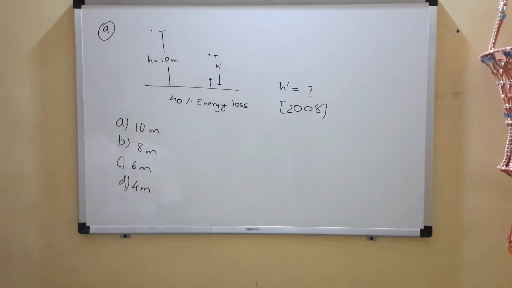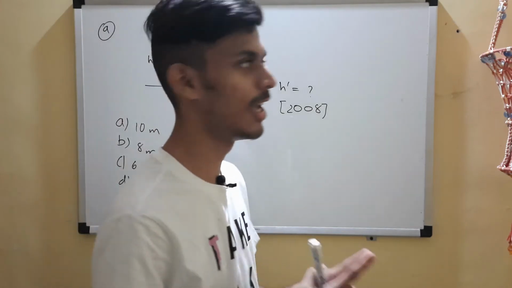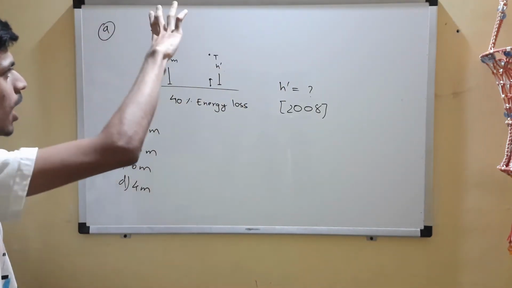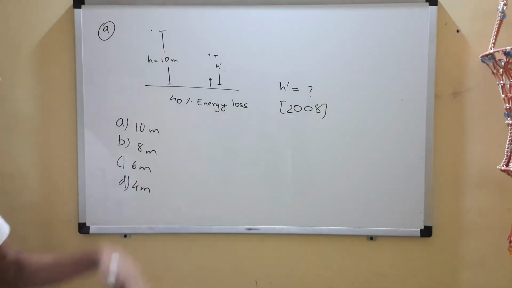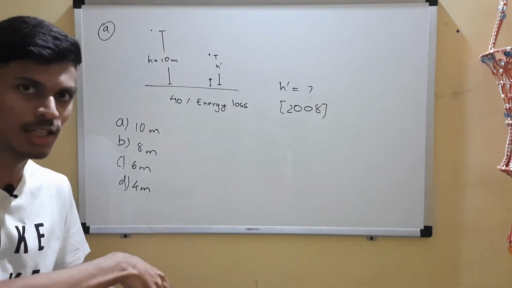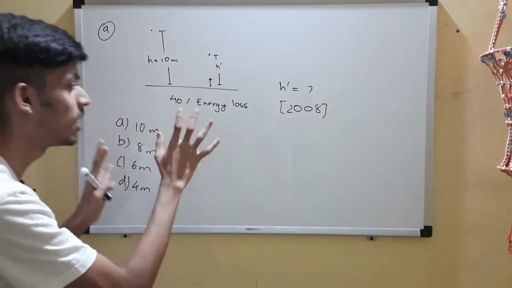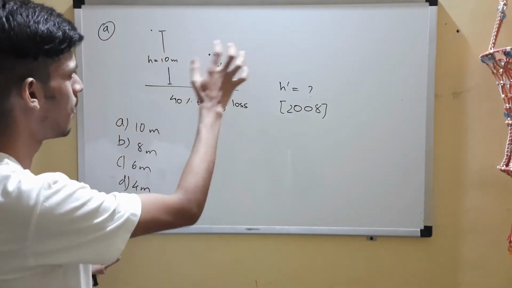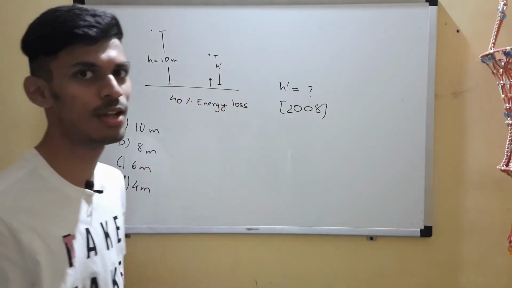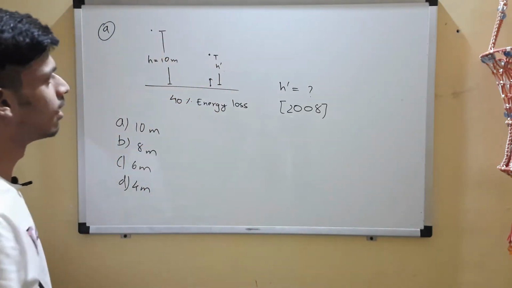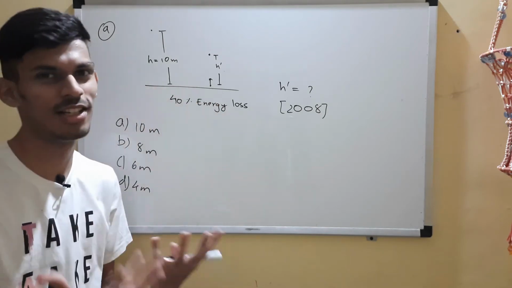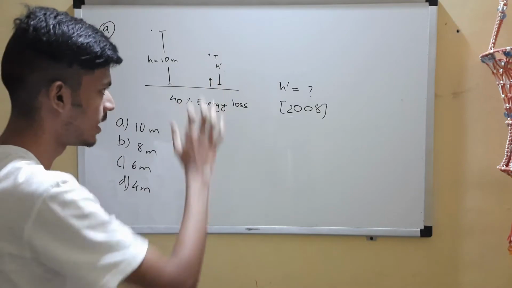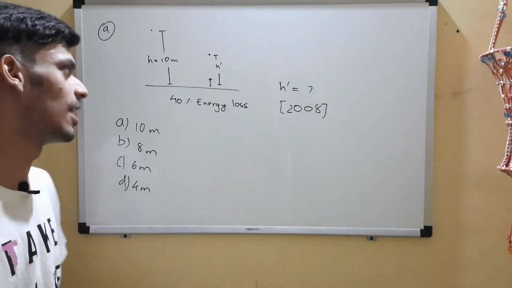Okay, question 9 over here, it's from BITSAT 2008, again an old BITSAT question. In this question, you have dropped a ball from a height of 10 meters from the ground. After bouncing on collision with the ground, the ball loses 40% of its initial energy. So now it rises back to some height h dash. Of course, it won't be equal to 10 meters, right? Because it has lost some energy during collision. So it rises to some height h dash. You are supposed to find that h dash.